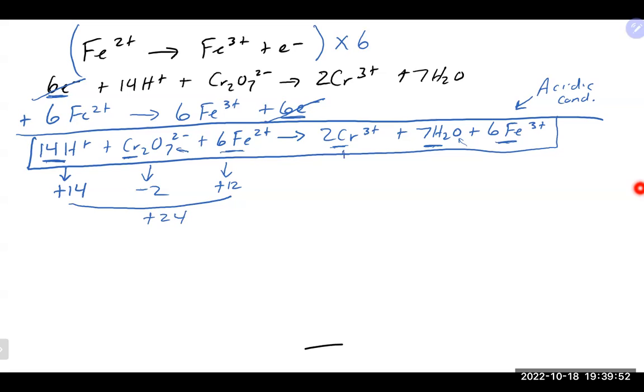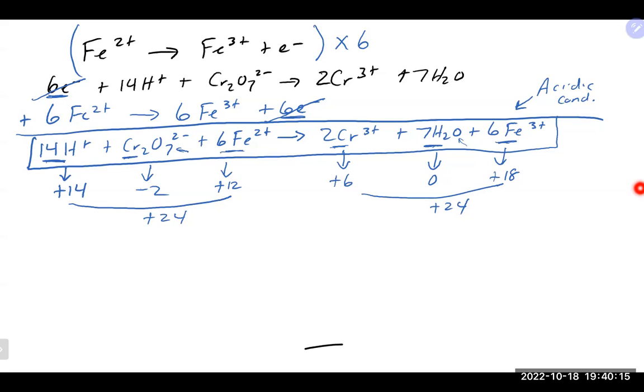On the right-hand side, this one is contributing 2 times 3, which would be plus 6. Water is neutral, which means it's contributing nothing. And our iron here is 6 times 3, which would be plus 18. Plus 18 and plus 6 is plus 24. So this is how these equations should end up.